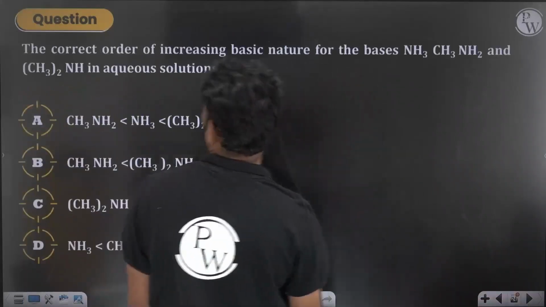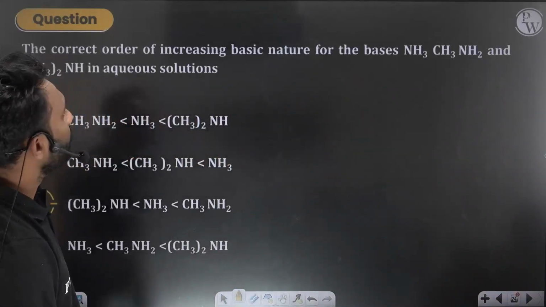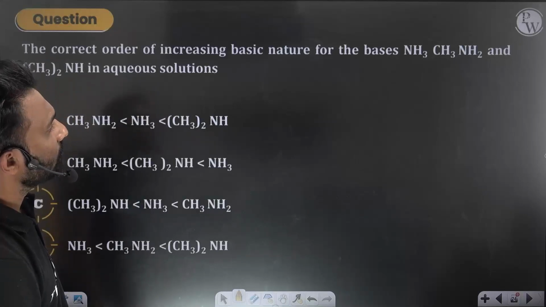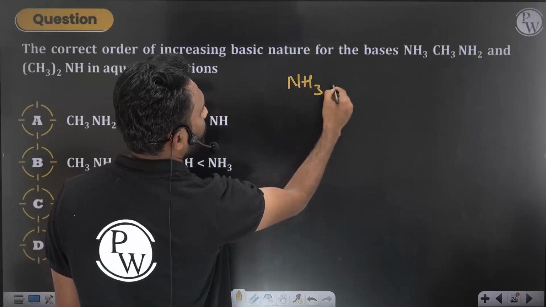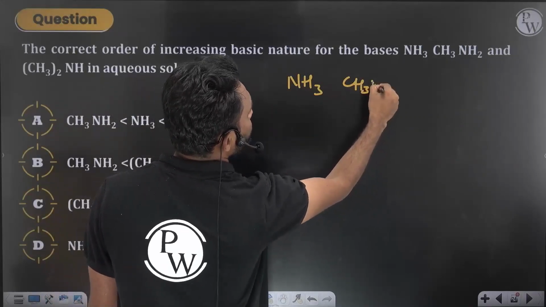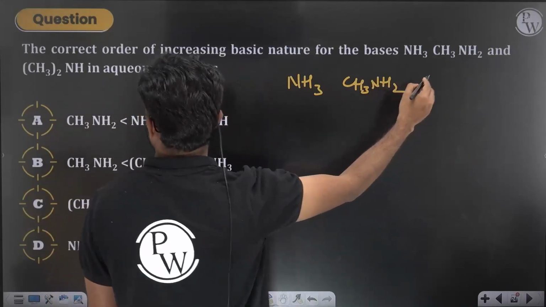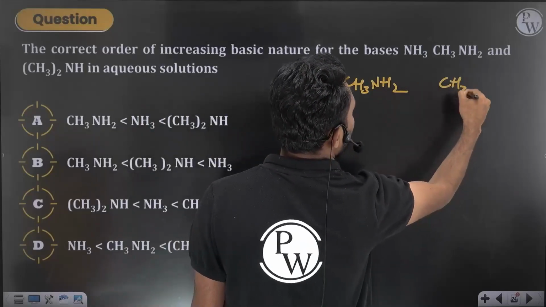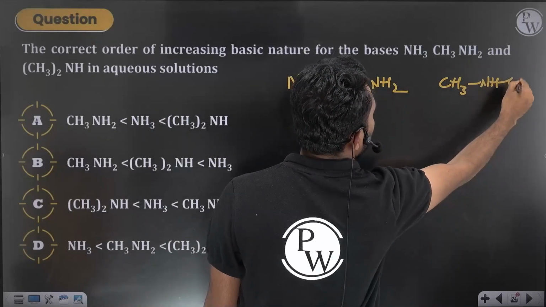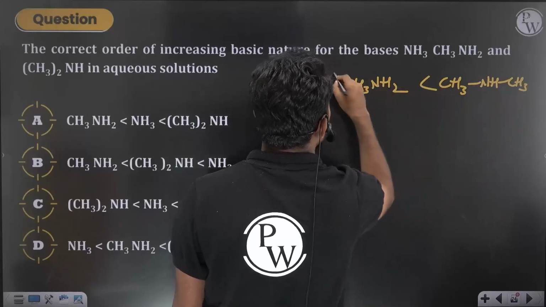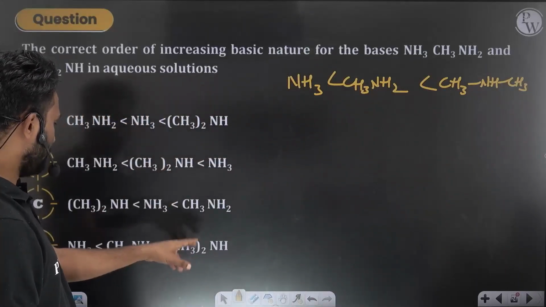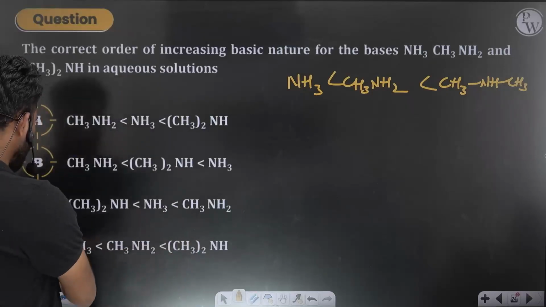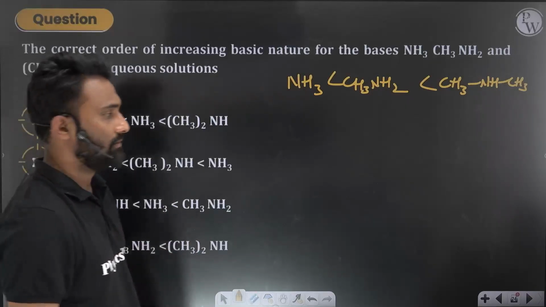Next. Now the correct order of increasing basic nature of the bases: NH3, primary amine CH3NH2, secondary amine. Now we know, right? Ammonia, primary amine, secondary amine. This is the answer.